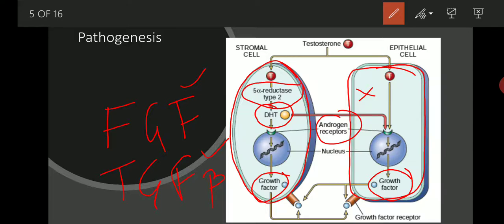So finally, what you get in prostate under the influence of testosterone is that there is proliferation of the stromal cells and accumulation of the epithelial cells. That gives rise to increase in number of cells and hyperplasia of the prostate.